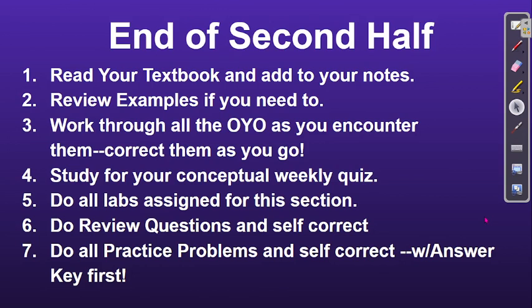This ends the second half of module 14. We're getting closer and closer to being done this year. Read your textbook, add to your notes. Work examples, again, if you need to. Work on your own as you encounter them. Correct as you go. Study for your quiz. Do the lab. We'll talk about it during our Zoom meeting.